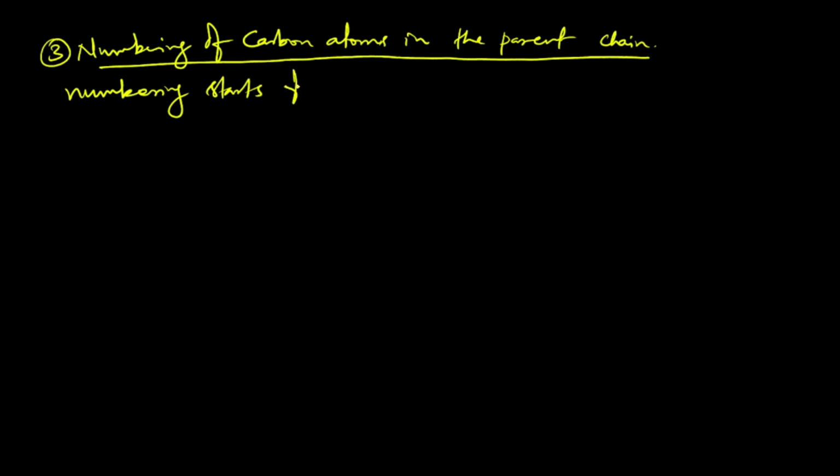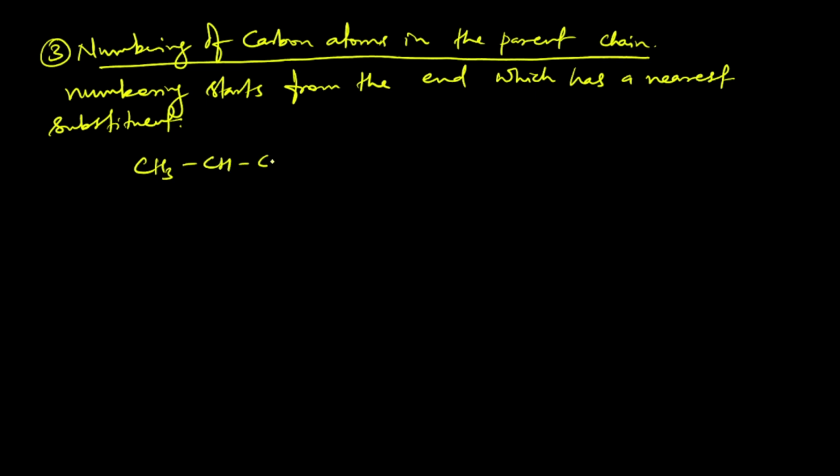Numbering starts from the end which has the nearest substituent. It means from which side we have to start the numbering? The numbering will start from whichever side the substituents come first. So it will be CH3, here it is CH, it is CH2, and then we have CH3. So in this case, I'm just giving this as an example.